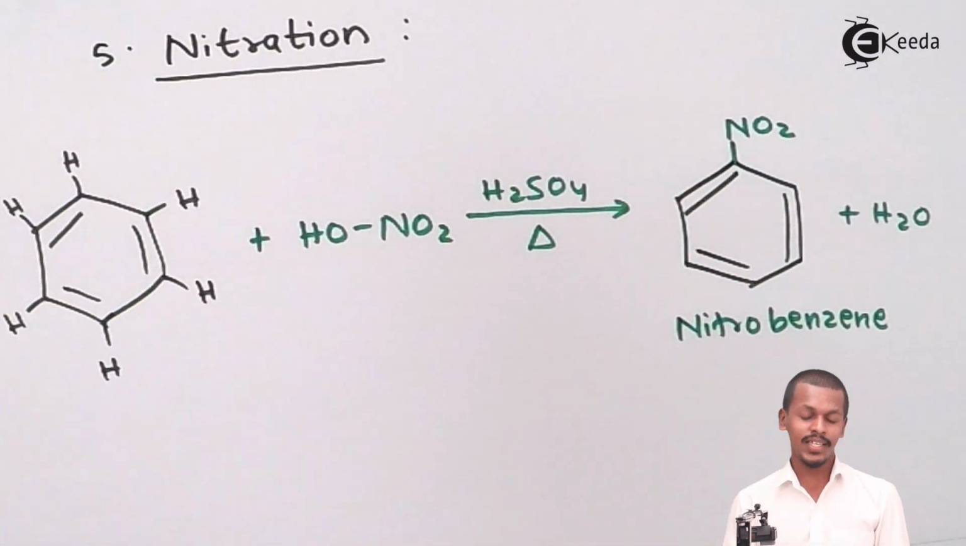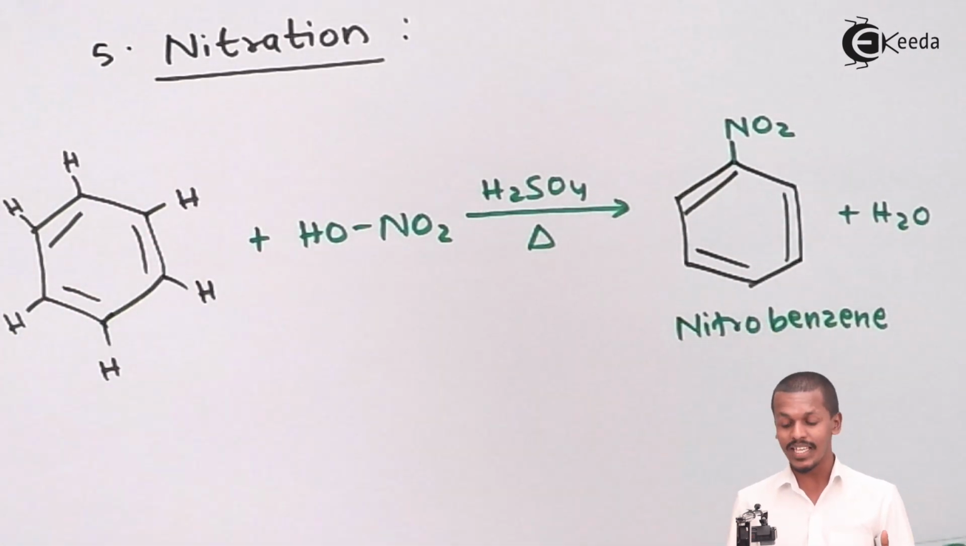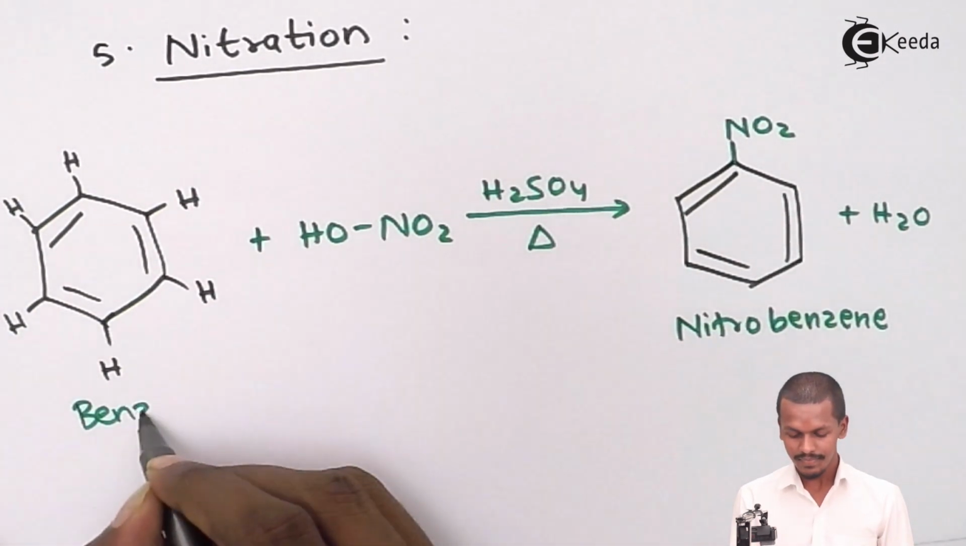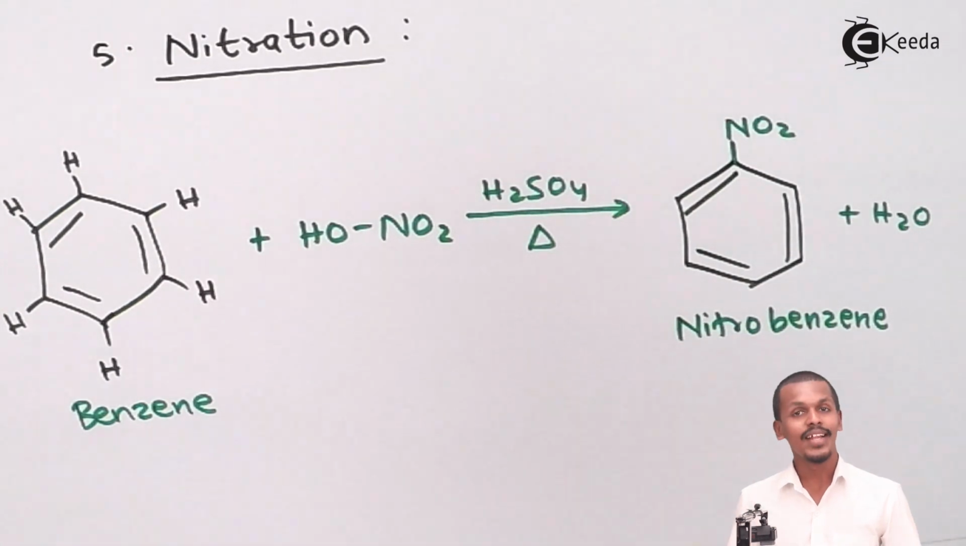And moreover, because of the H2SO4 that is involved, H2SO4 is also known as a dehydrating agent. So in this process, dehydration has taken place by the removal of H2O, and this is not a reversible process because H2O has been removed, and that's the reason we could easily convert benzene to nitrobenzene. So that is what I wanted to explain about the nitration process.